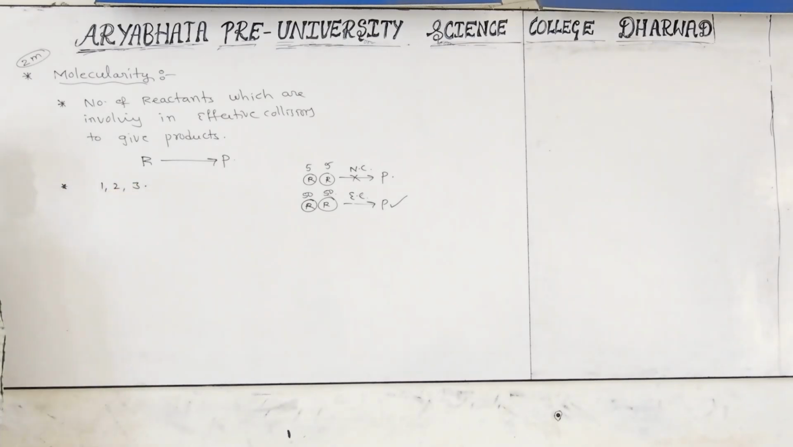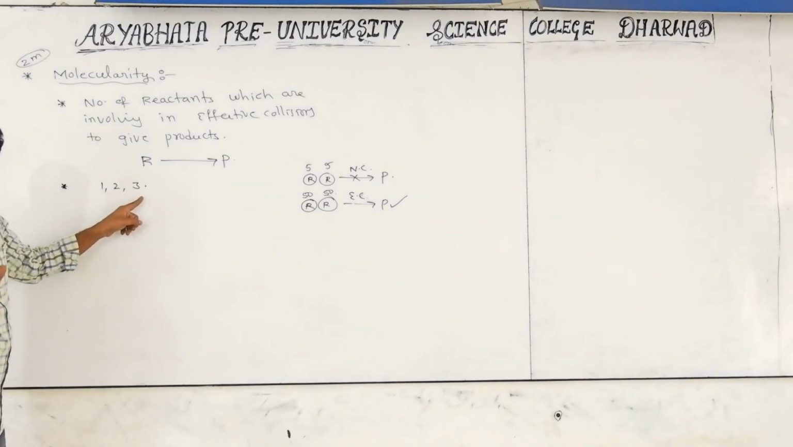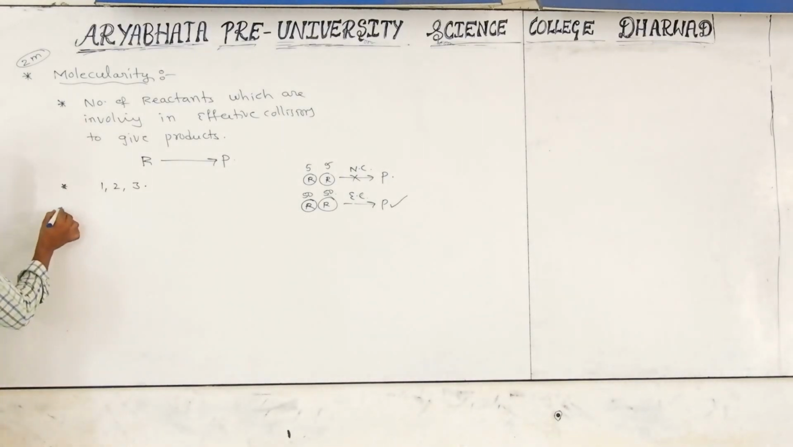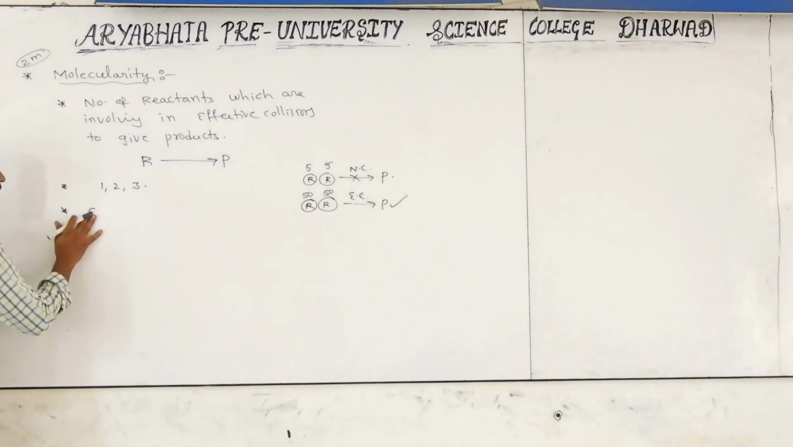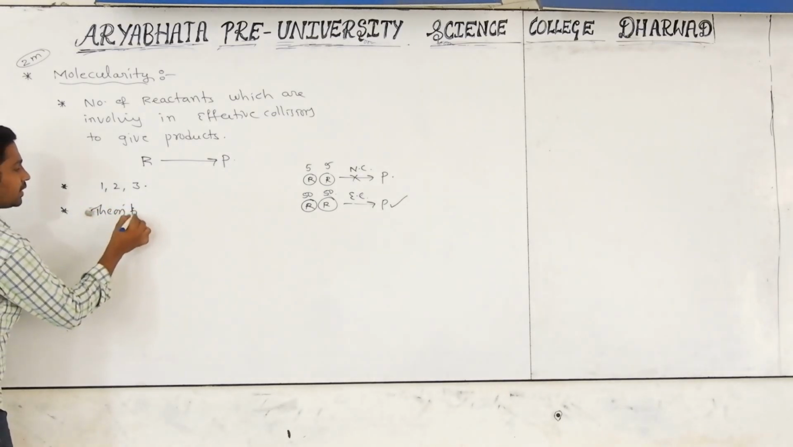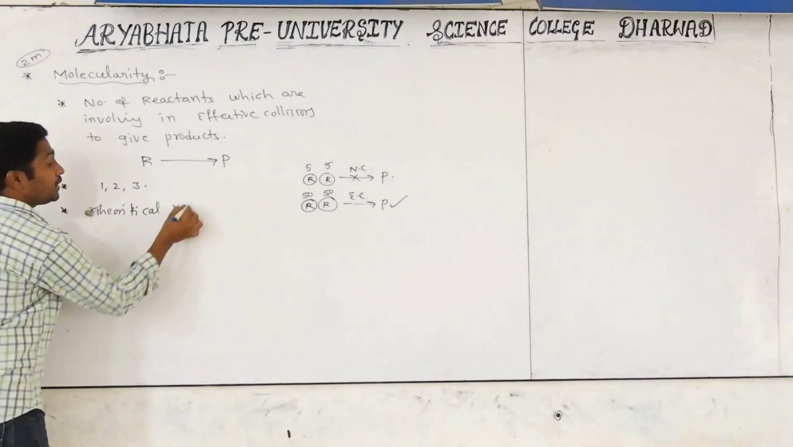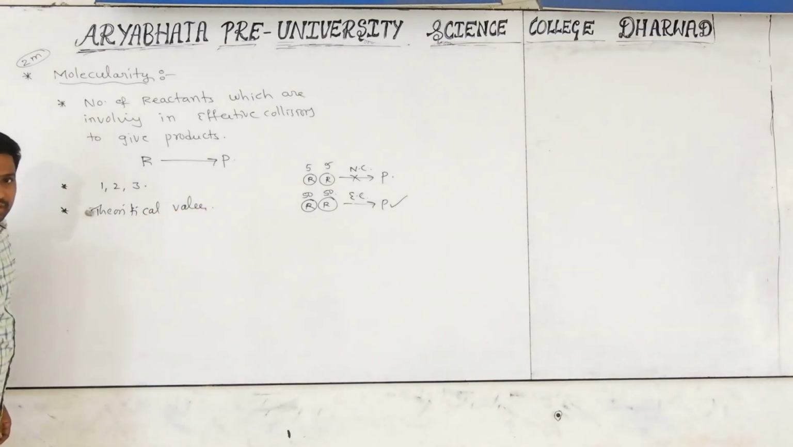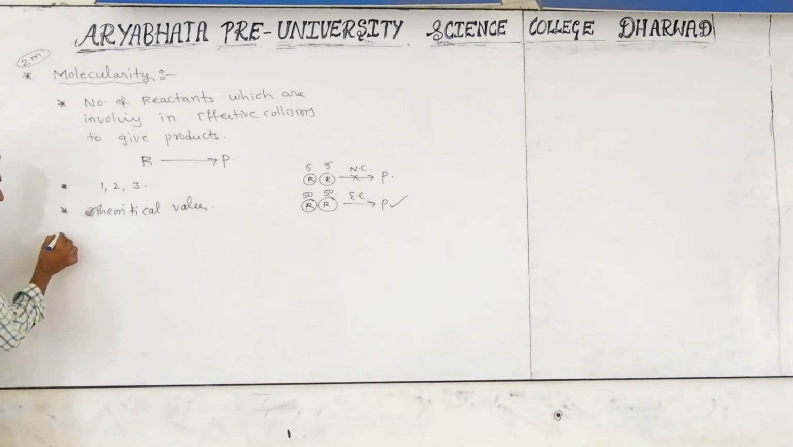Molecularity may be 1 or 2 or 3. I will explain why. So this molecularity is nothing but a theoretical value, but we discussed that order is the experimental value. And this molecularity concept is applicable for elementary as well as complex reactions.